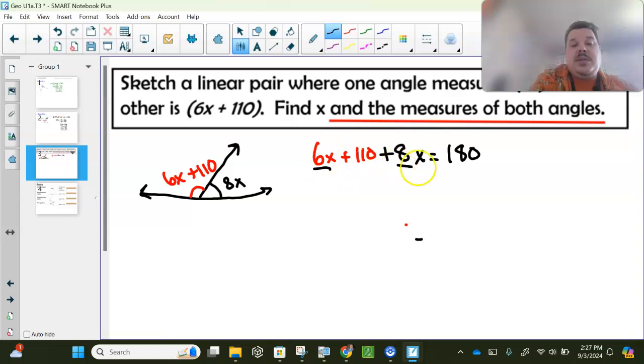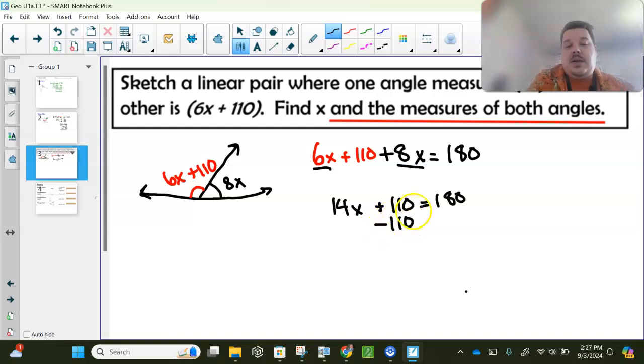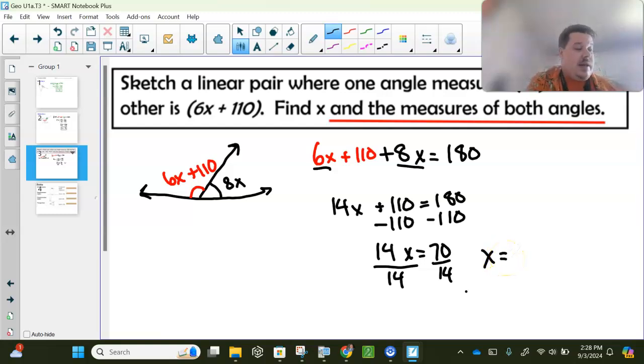We're going to go 6x plus 8x and get 14x plus 110 equals 180. And remember, we're just isolating x. So we need to subtract 110 from both sides. We get 14x equals 70. To wrap this up, we need to divide both sides by 14. Plugging 70 divided by 14 into a calculator, we're going to get that x is equal to 5. That is one of our answers.